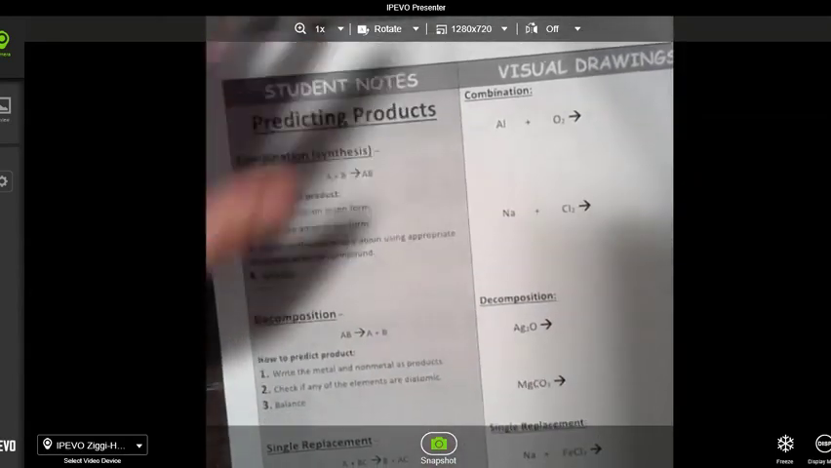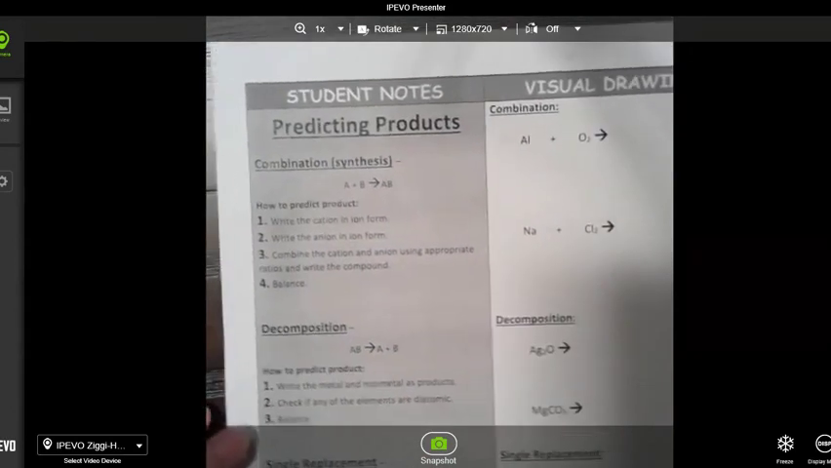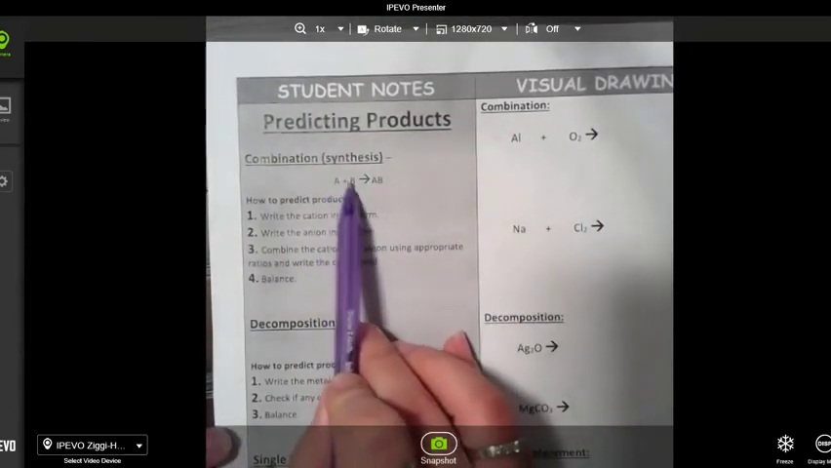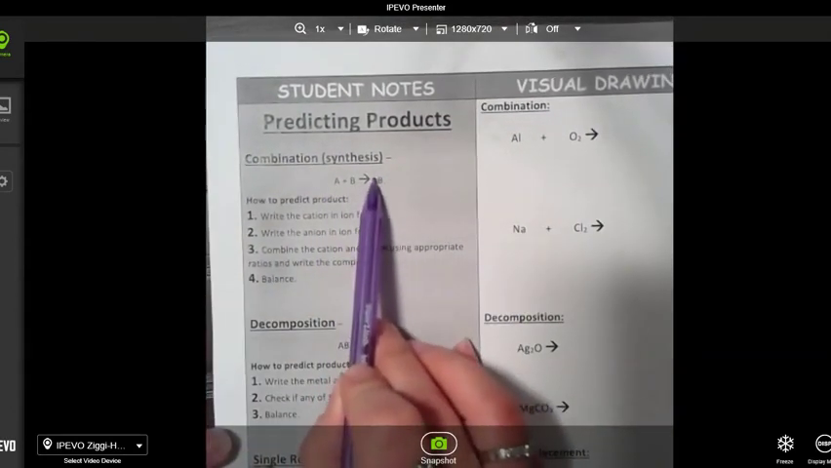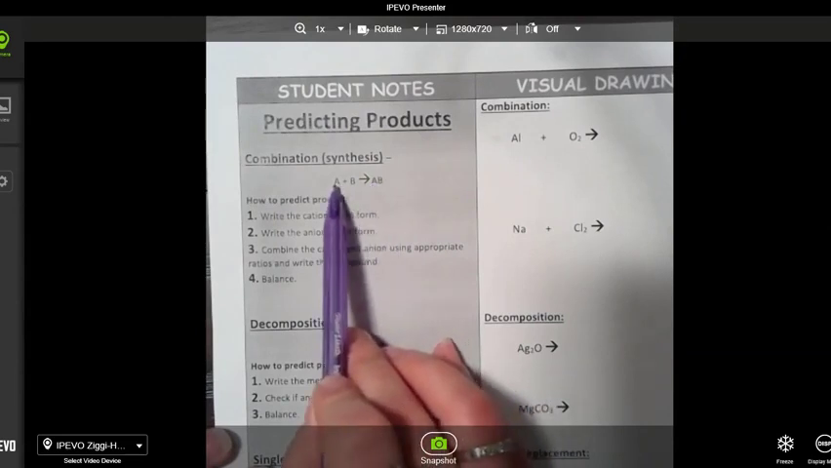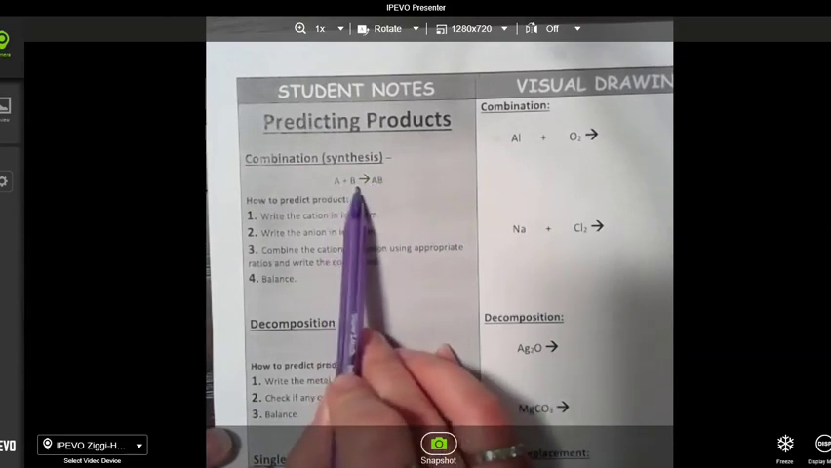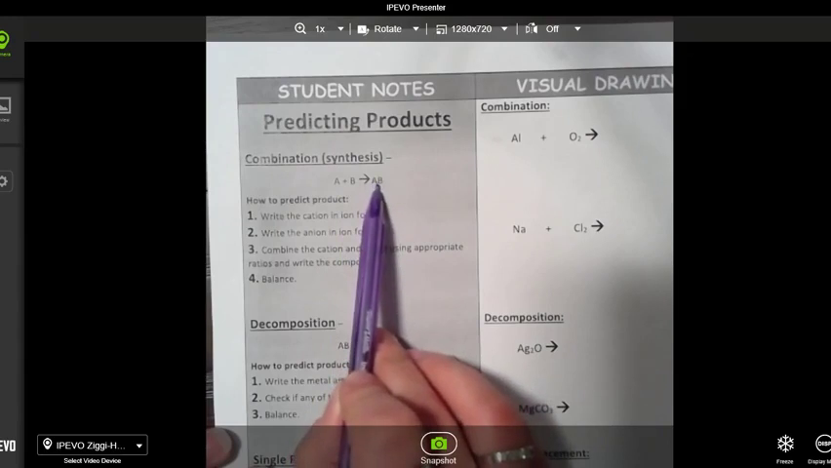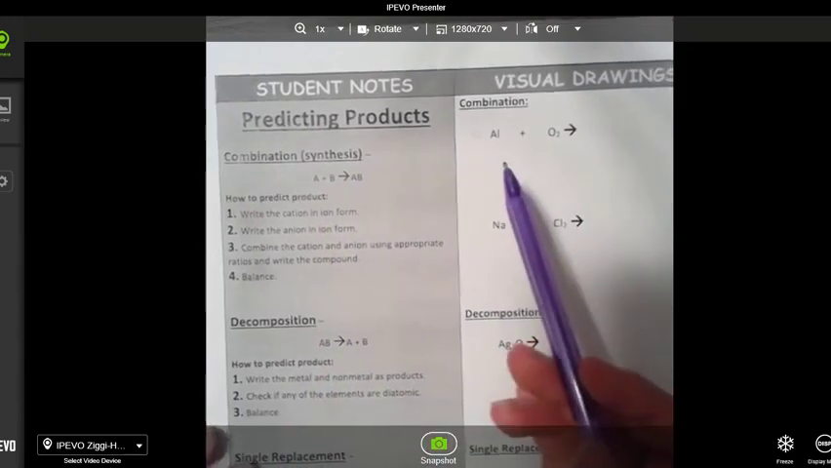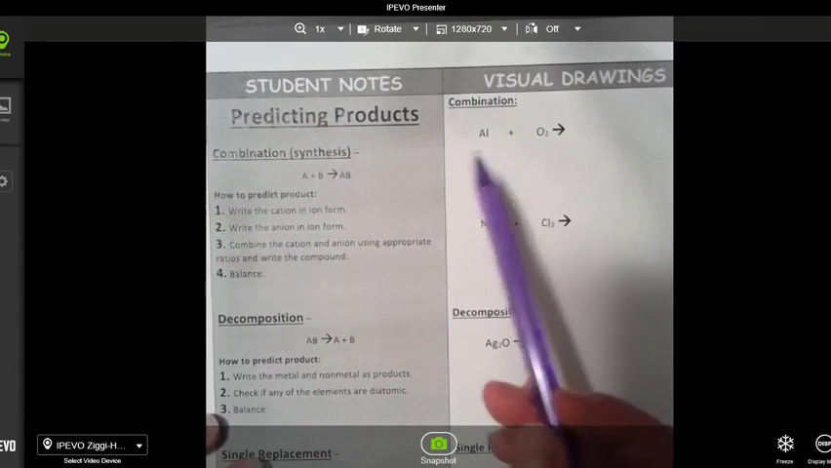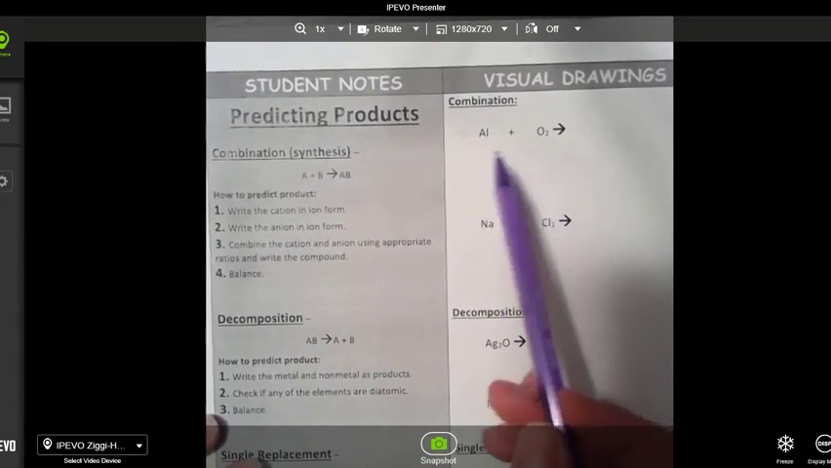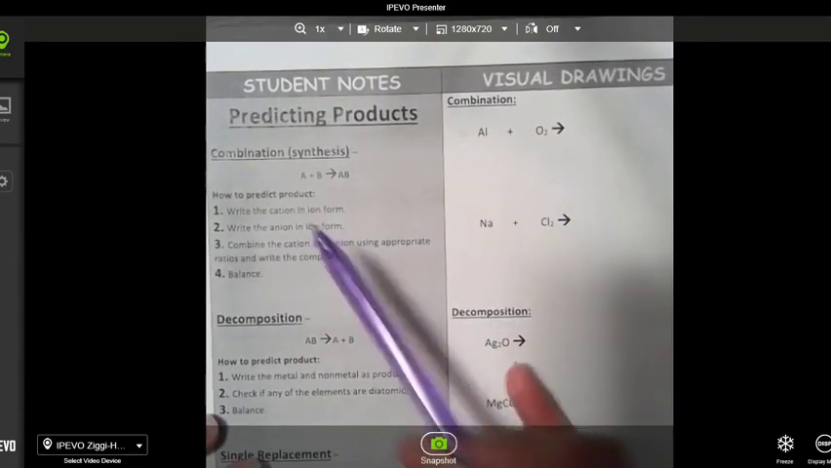In a combination or synthesis reaction, we know that there are two reactants that are going to combine to form one product. So whatever two things we start with, we're going to create something at the end. The first thing that you want to do when you're trying to predict the product of a combination reaction is write the cation in ion form.